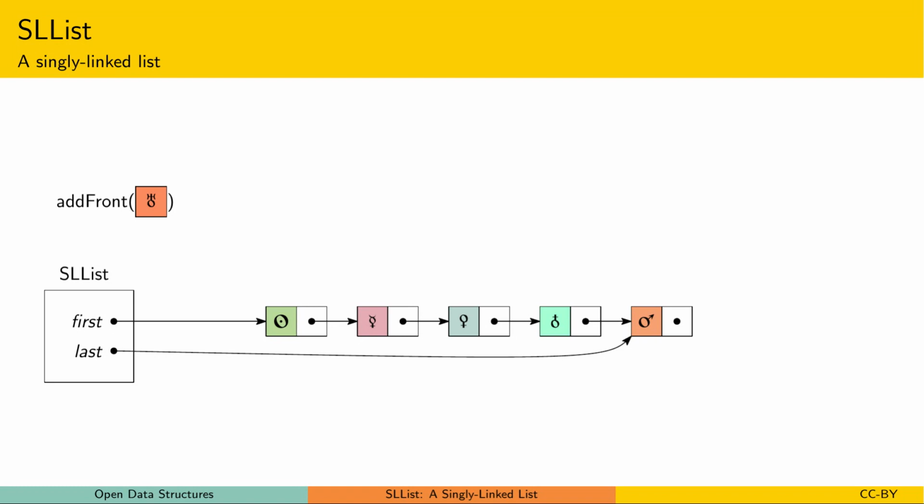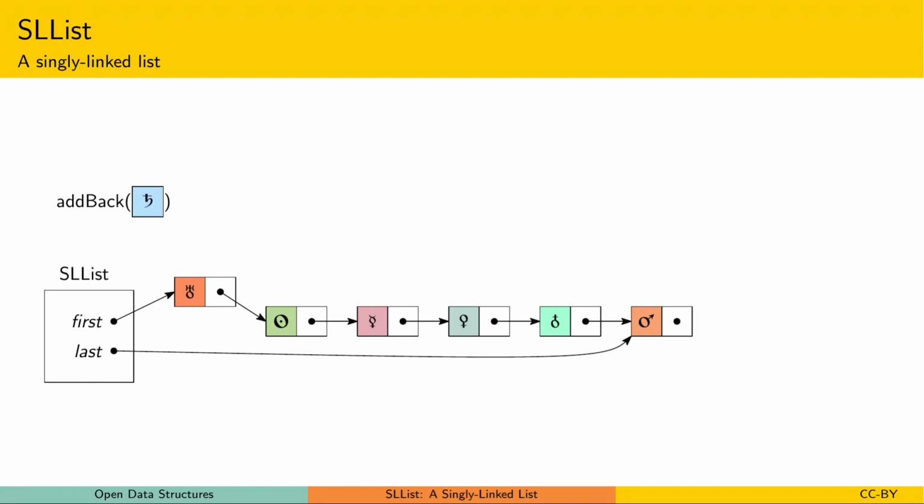To add a value to the front of an SLList, we first create a new node U containing the value we want to add. Next, we set U's next pointer to the first element in the list. Finally, we set the SLList's first pointer to point to U.